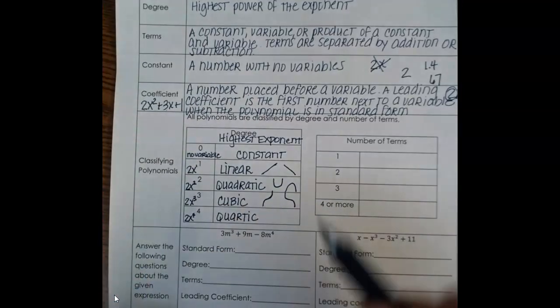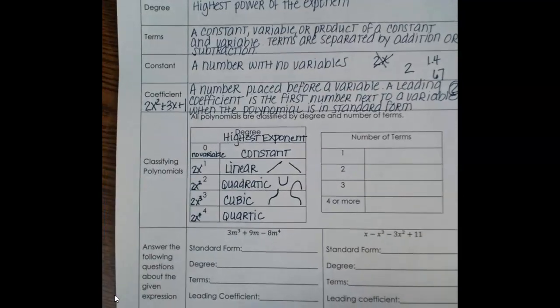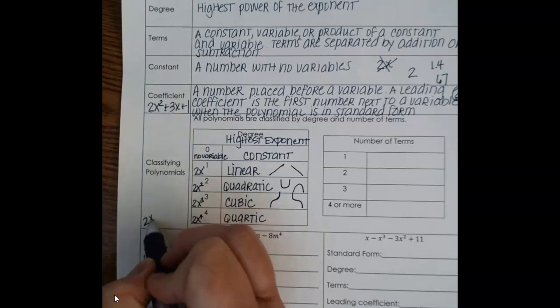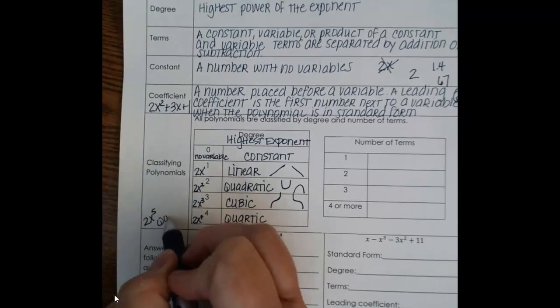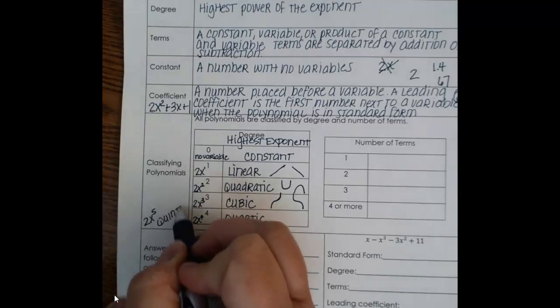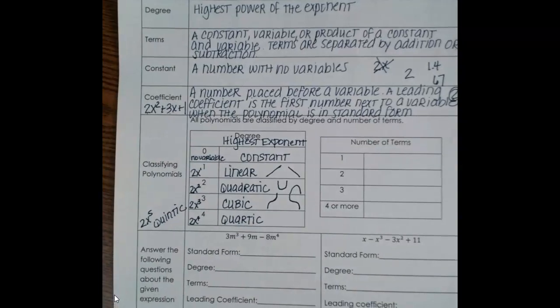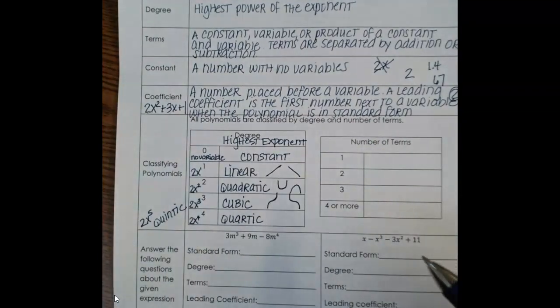Okay. Be very careful between the quadratic and the quartic. Sometimes people get it mixed up. One more that we see often that I don't have on here, 2x to the fifth, if your highest exponent is 5, a lot of times we'll see that and we just call that guy quintic. Quint means 5. Okay, so this is naming our polynomial based on the highest exponent.